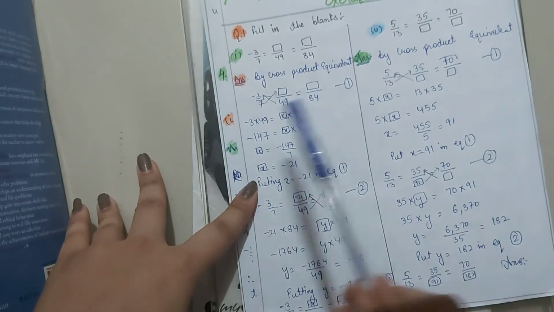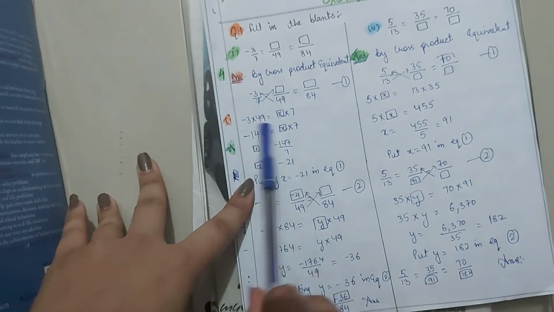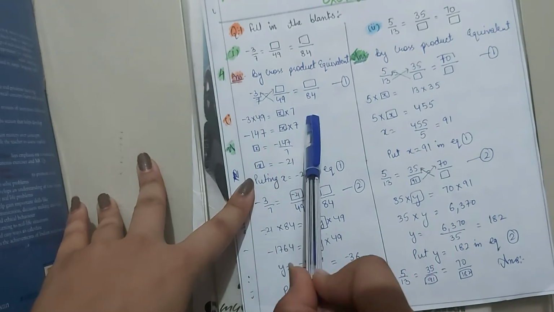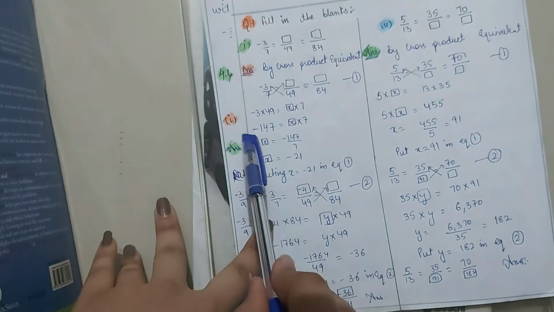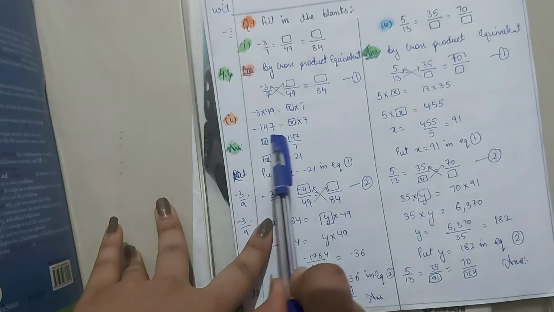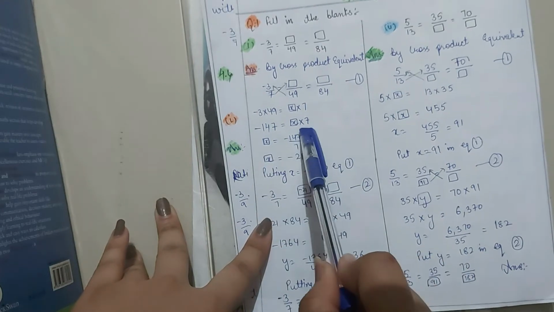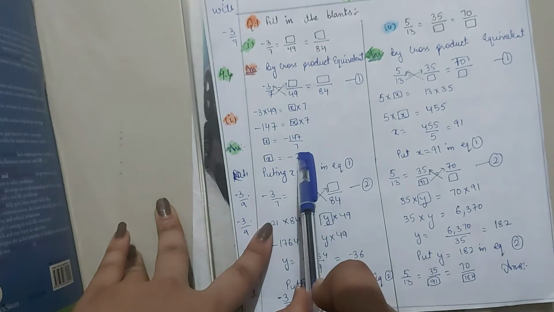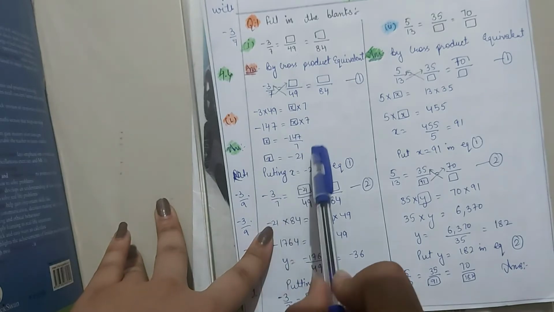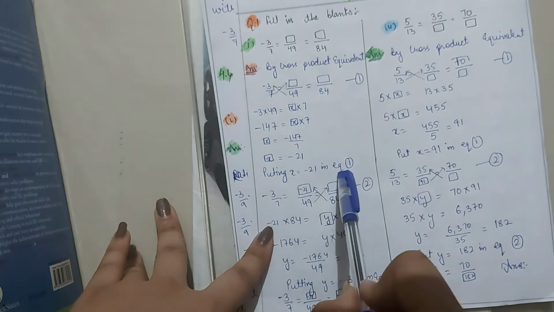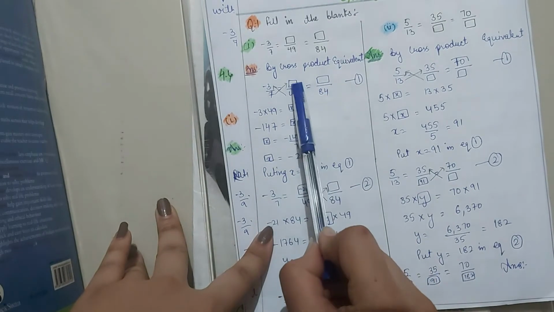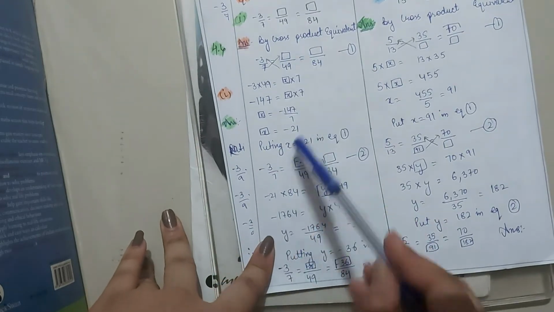Cross multiplying: minus 3 into 49, and on this side x multiplied by 7. Minus 3 into 49 would be minus 147. Since 7 is multiplying x, just divide it on the other side. So x would be minus 21. Put the value of x, minus 21, in the first blank or first equation.